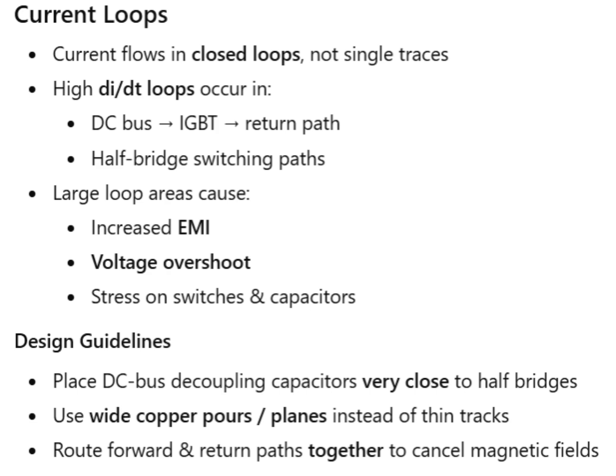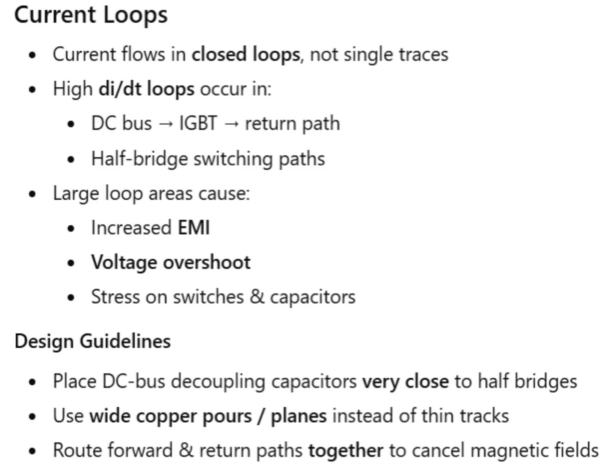High di/dt loops exist in the DC bus, the IGBT, and the return path. They also exist in half-bridge switching paths. These loops must be made as small and as tight as possible. Large loop areas increase electromagnetic interference, or EMI, voltage overshoot, and stress on IGBTs and capacitors.